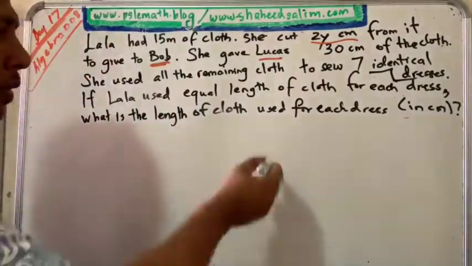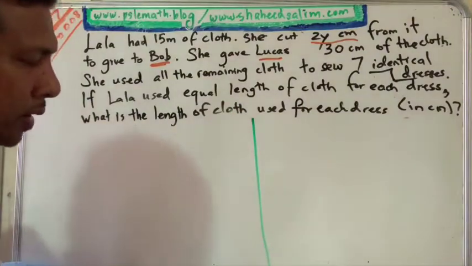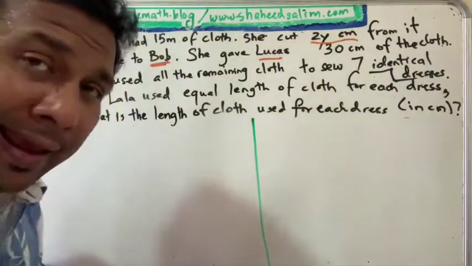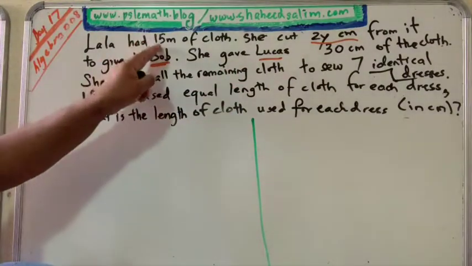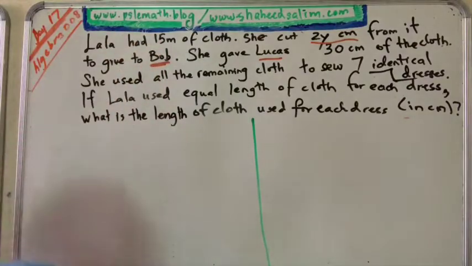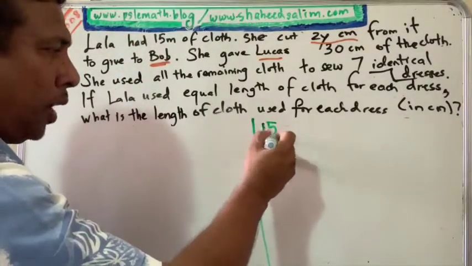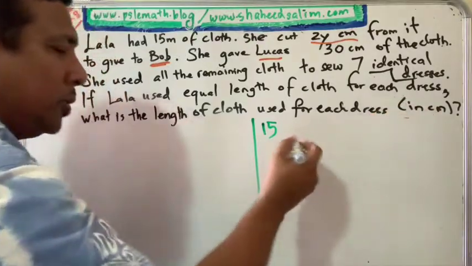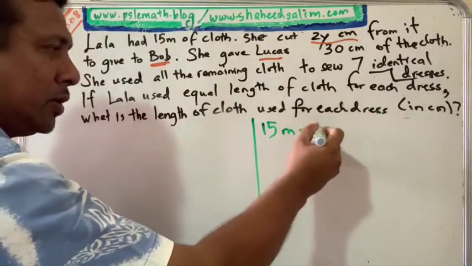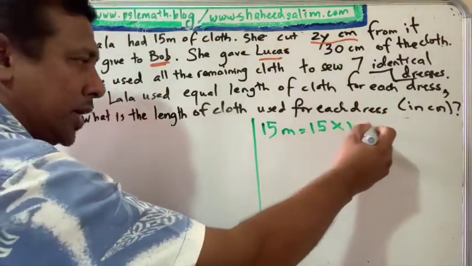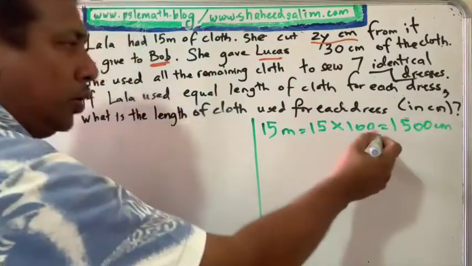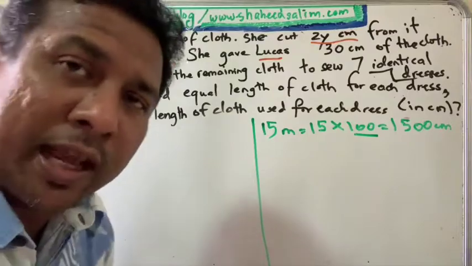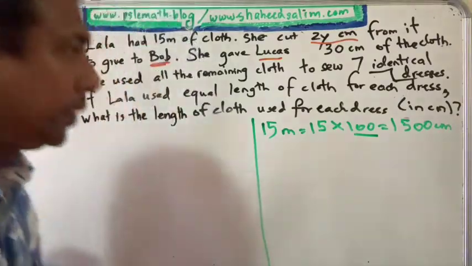Well, first of all, I'll draw a line in between, and I will write down the first step. We have 15 meters of cloth. Let's change it to cm. Why? Because the answer is supposed to be in cm. So 15 meters is equal to 15 times 100 cm, 1500 cm. Why do you times by 100? Well, because in every meter there's 100 cm.